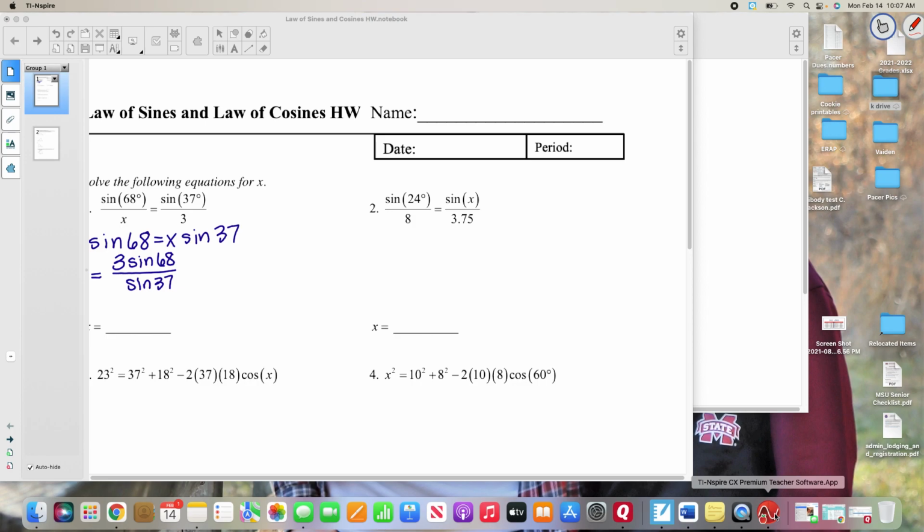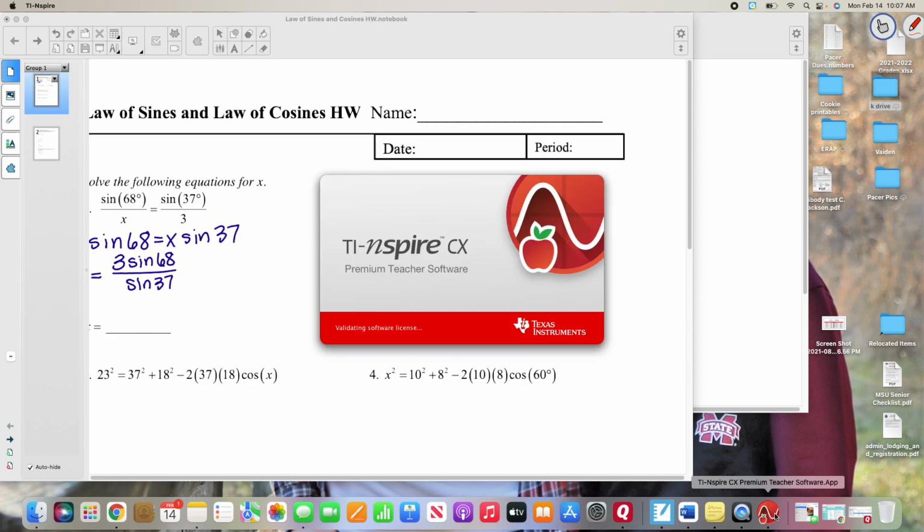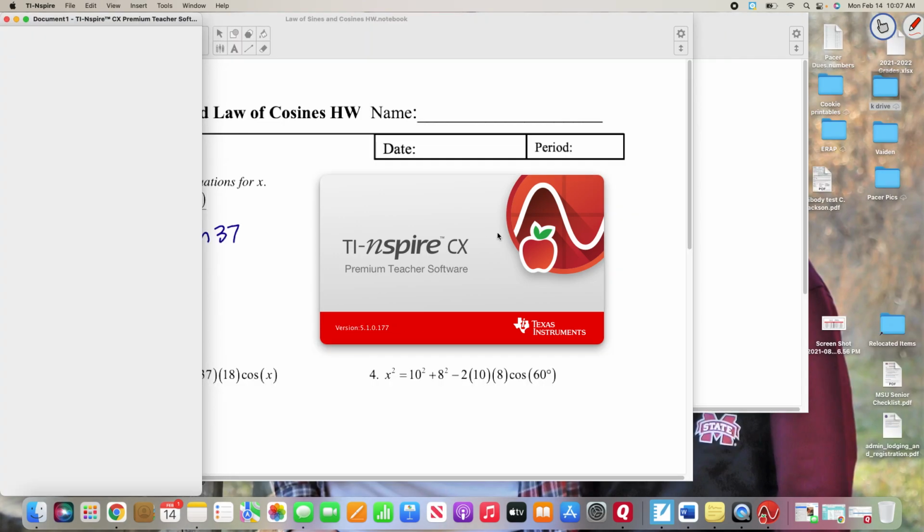When are we using inverse? When you're finding an angle. We're not finding an angle. So Control Divide, 3 sine 68 divided by sine 37. You need to make sure you're in degrees. And what do you get?